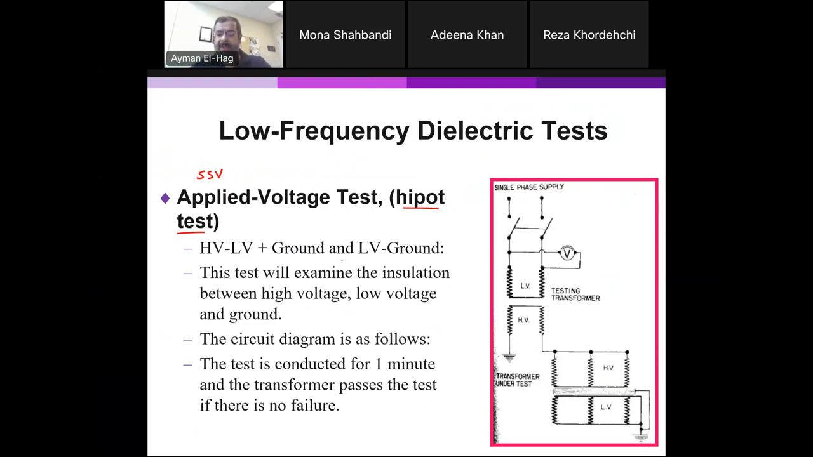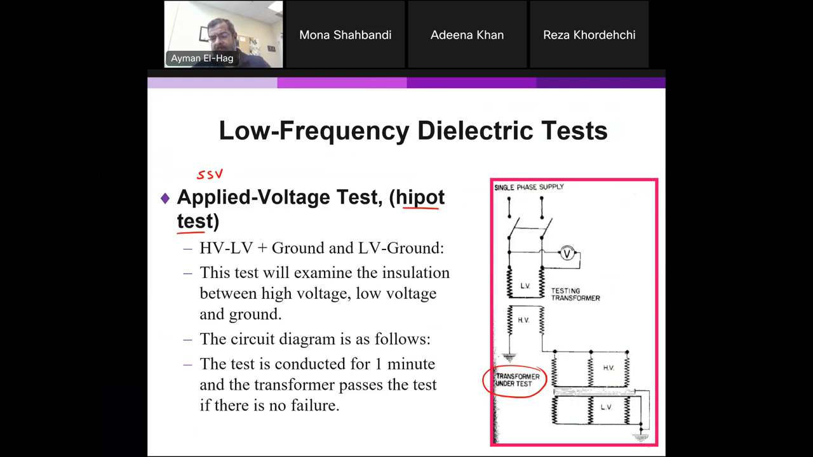Okay. So how is this done? Now, this is the transformer under test here. It's a three-phase transformer. This is the high voltage and this is the low voltage side. We're concerned about the high voltage. So we short circuit the whole winding, the three terminals of the high voltage side. And also we short circuit the three terminals of the low voltage side. Now the short-circuited low-voltage bushings or terminals will be connected to the ground. So the whole LV side will be grounded.